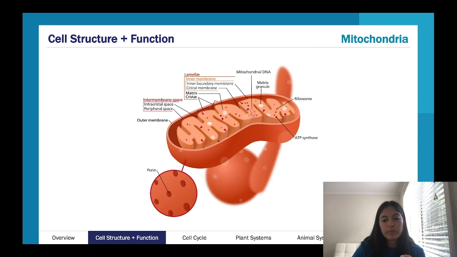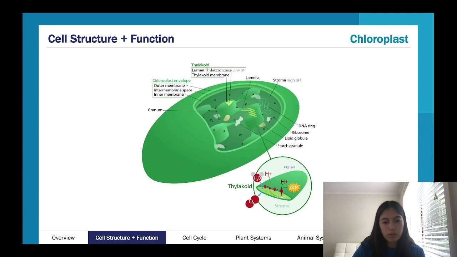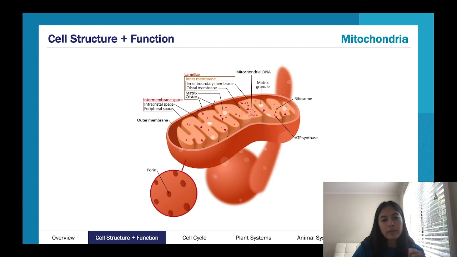Okay, so zooming in a little bit, here's mitochondria, here's our chloroplast. Bear in mind this diagram is overly detailed. You don't need to know about porin, we never talk about that. But just generally, again, know what it looks like. Maybe be aware of the different parts.